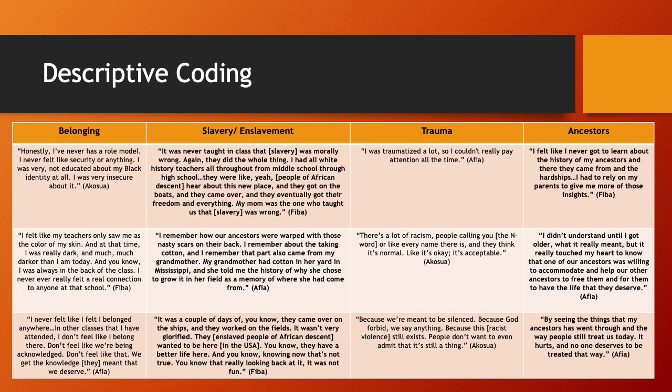And then here, Okosua talks about racism. "There's a lot of racism, people calling you the N-word or like every name there is, and they think it's normal, like it's okay, it's acceptable." And then a number of folks mentioned ancestors as they talked about items. So that was also mentioned in the pre-coding, and that was brought into the coding.